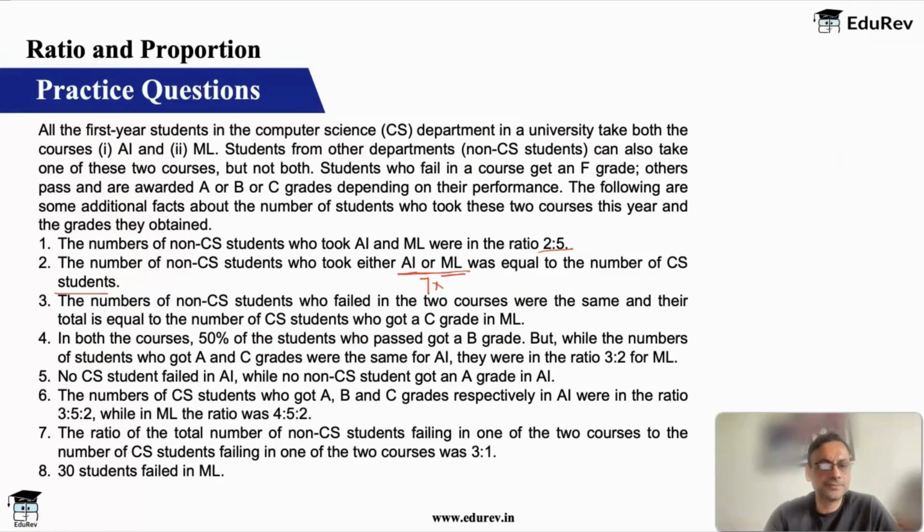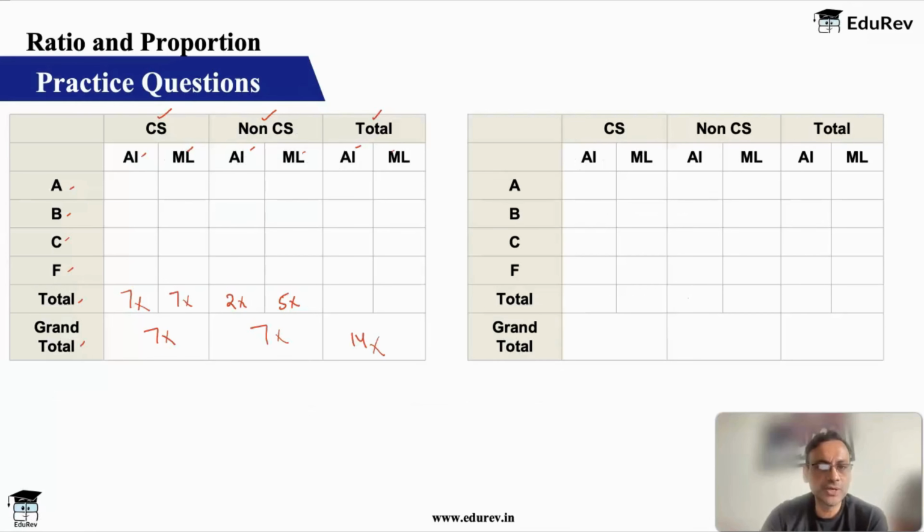The number of non-CS students who failed in the two courses. Now remember, non-CS students can only fail in one course because they can take only one. So when it says two courses, it means the sum of those who failed in AI plus those who failed in ML. They were the same. So among non-CS students, those who failed in AI was equal to those who failed in ML, and their total was equal to the number of CS students who got C grade in ML. So we will say that Y students failed here, Y students failed here. They're equal, and their sum was equal to the CS students who got C in ML. So this is equal to 2Y.